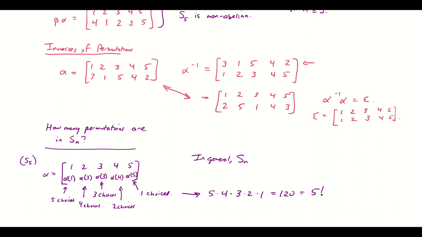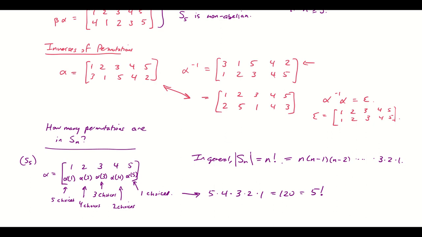So in general, S sub n, by the same reasoning, will have n factorial elements. And that's because when I'm deciding what 1 goes to, I have n choices. And then when deciding what 2 goes to, I have n minus 1 choices. And so on and so on. I end up multiplying all of the integers from n all the way down to 1. So this is just another representation of that. Okay, so that's the cardinality, or the order, of S sub n.